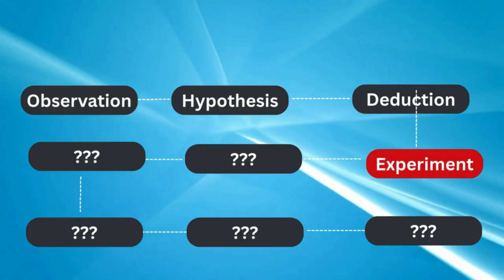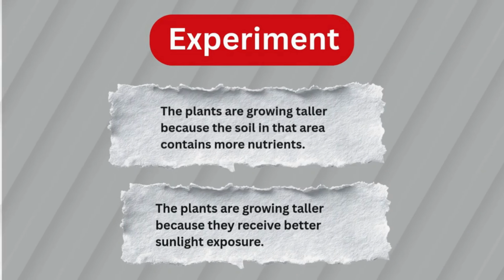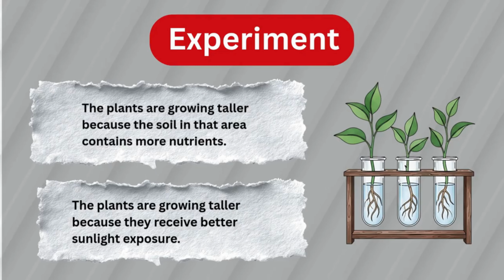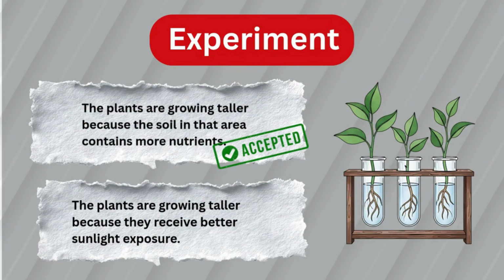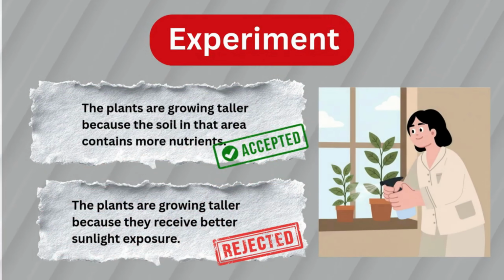Experimentation is the most important step of the scientific method. In this step, scientists test their hypotheses to find out which one is correct. A well-designed experiment helps accept the correct hypothesis and reject the incorrect ones. Scientists often repeat experiments and form new deductions to confirm their results.